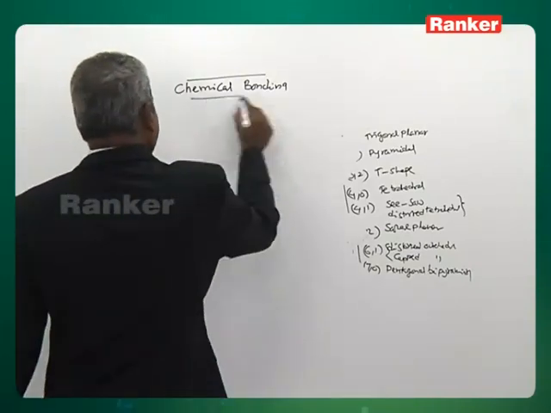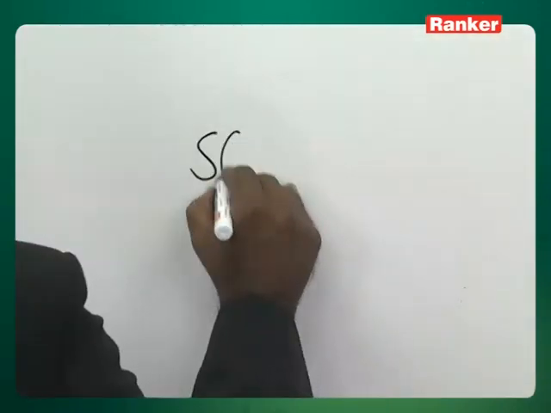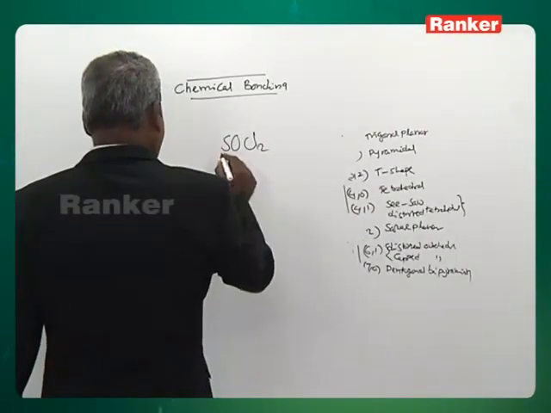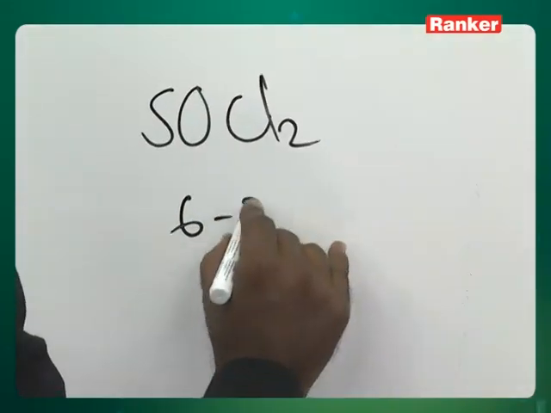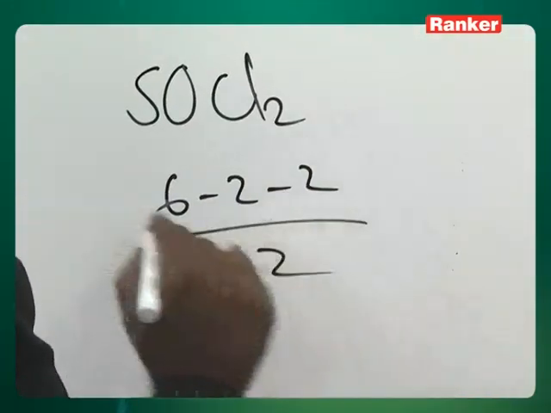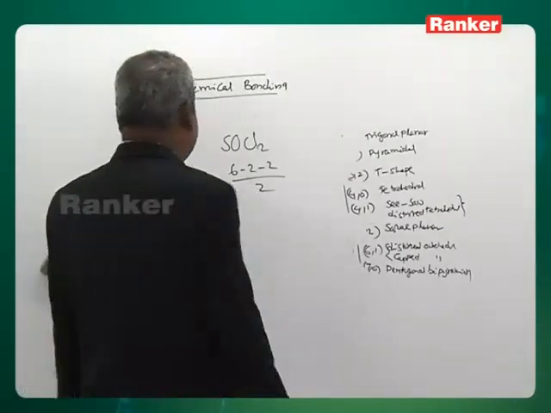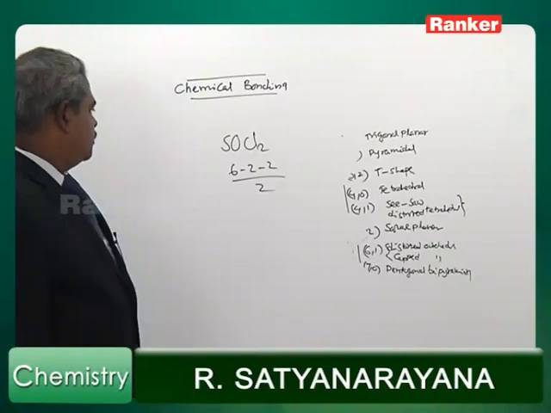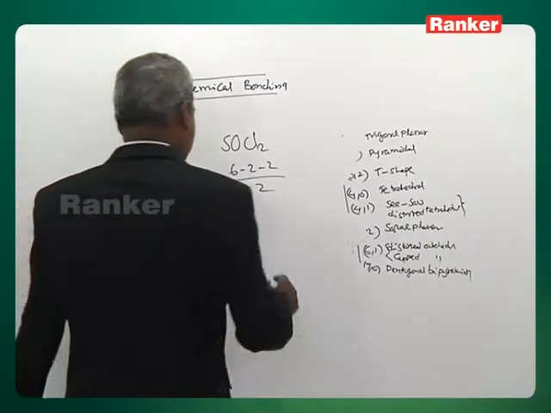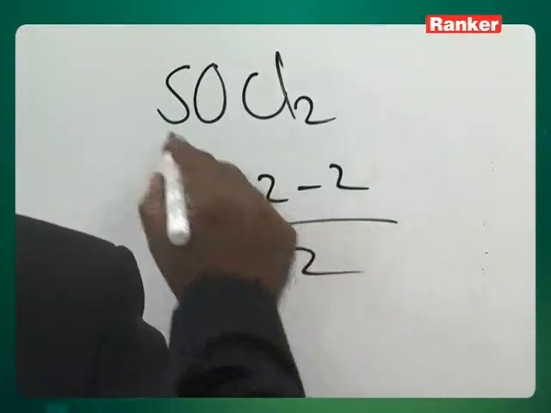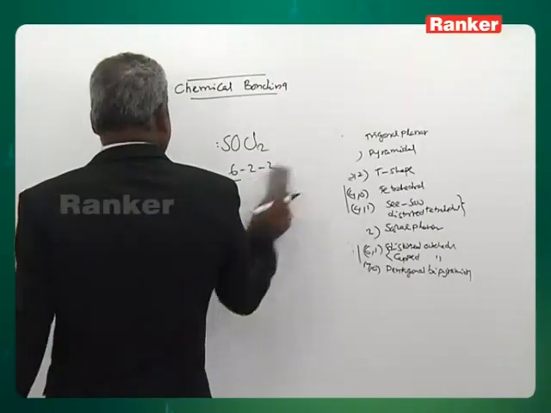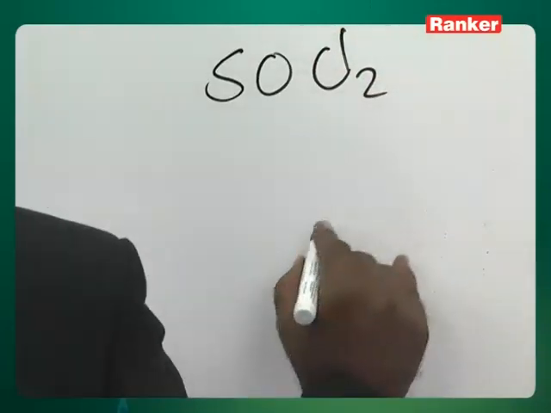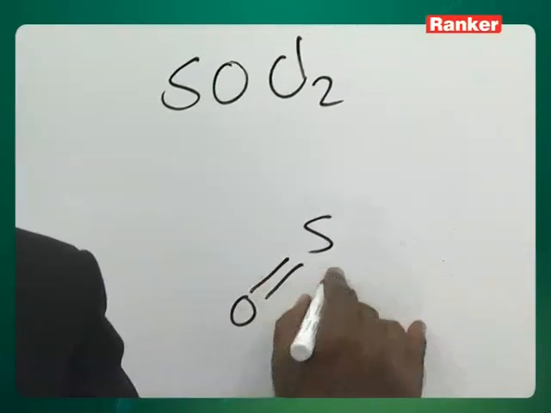Now, SOCl2. Find the lone pairs and bond pairs. 6 minus 2 minus 2 by 2. What is this 6? 6 electrons of sulfur, 2 of oxygen, 2 of chlorine. 6 minus 2 by 2. So there is still one lone pair on sulfur. So how will you draw the structure? We have already learned drawing the structures. SOCl2, 1 sulfur.